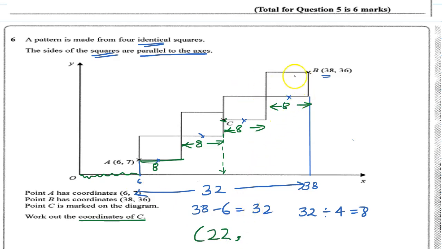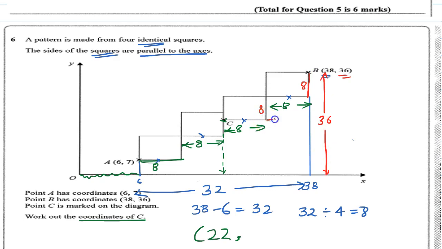Now the y value you can take from up. So this is 36, because it is a square, this will also be 8 and this will also be 8. So 8 and 8, 16. So 36 take away, here it is 36 because this total length is 36. Let's write down here: this total length is 36.